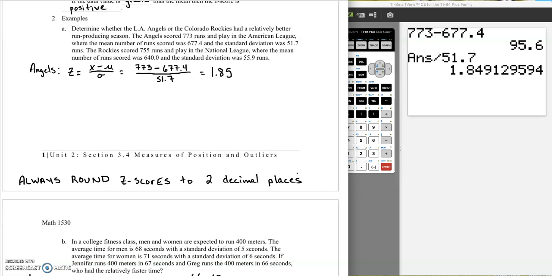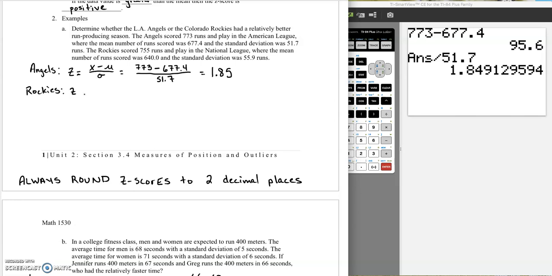Back in the old days before technology, we had to convert everything to z-scores and look things up in tables. Technology has prevented that, so you won't get the pleasure. Well, it hasn't prevented it, but it's made it wholly unnecessary. So this 1.85 says that the Angels' number of runs is 1.85 standard deviations above the mean number of runs for their league. Let's do the same thing now for the Rockies.